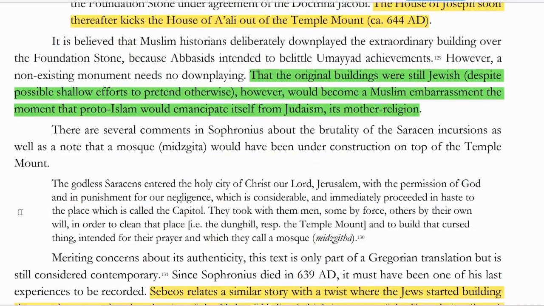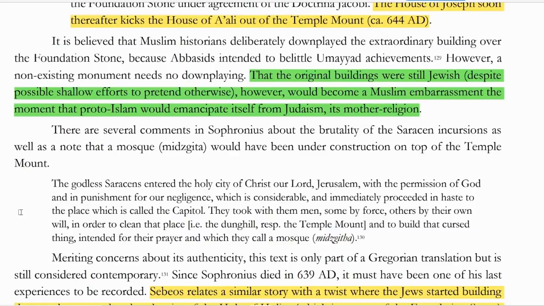One area that I'm not 100% clear on is what exactly AJ means by House of Joseph and the House of Ali. That's something that I will look into later. If you've any thoughts on that, please leave your comments below. I'm sure that will be helpful to follow this line of argument.